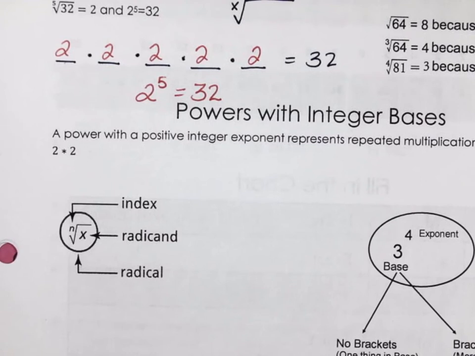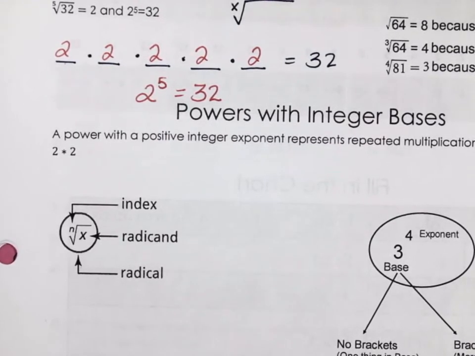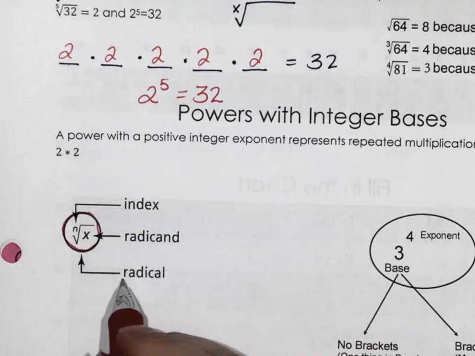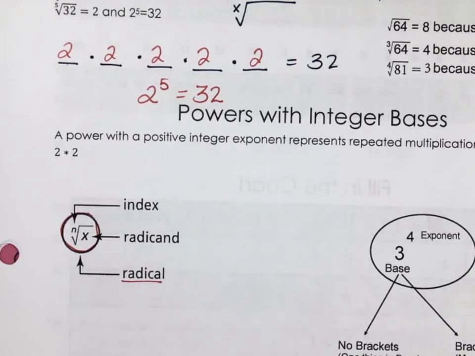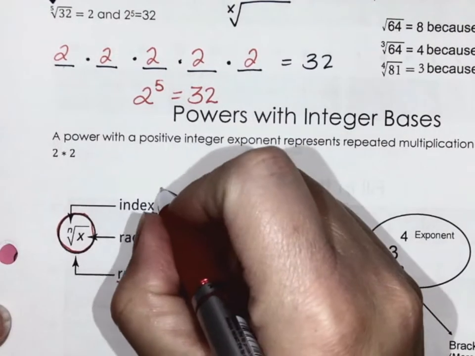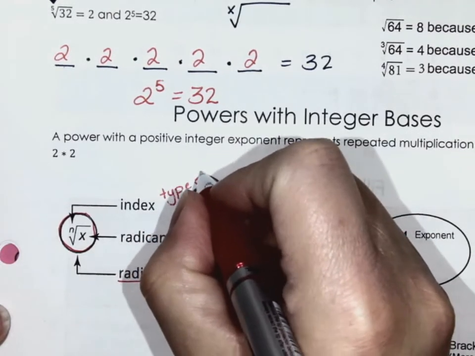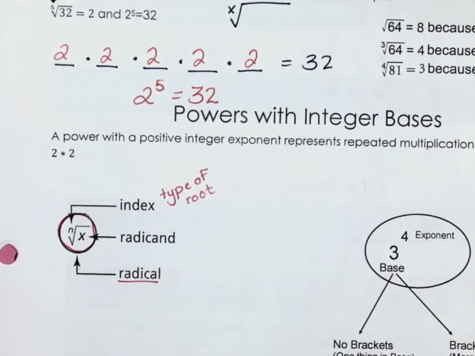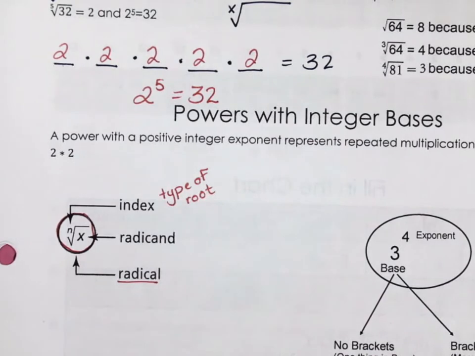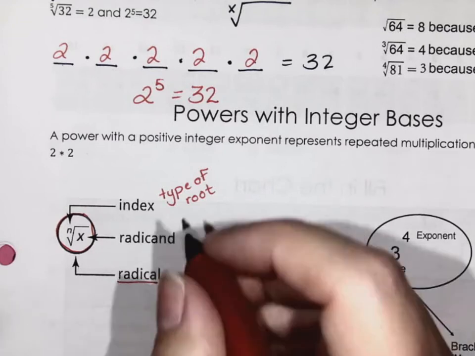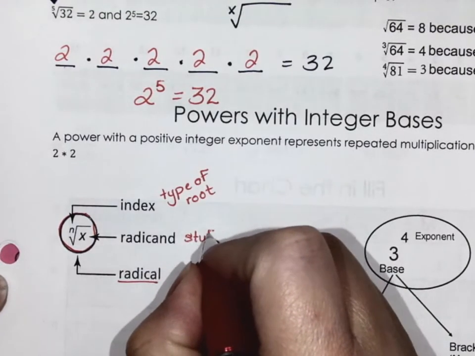All right, so things you need to know about a radical. Radical is the name we give to the whole thing. This whole thing is called a radical. That's your type of root you have and the thing under the root sign. The index tells you the type of root. So is this a square root? Is it a cube root? Is it a 21st root? So the index tells you what type of root you're doing, and the radicand is the stuff under the root sign.